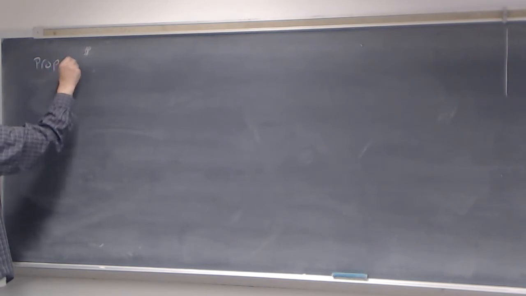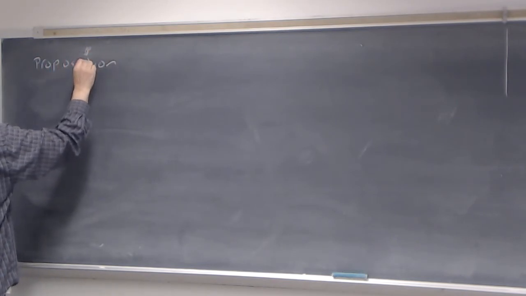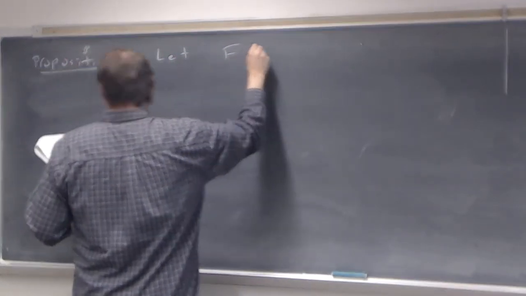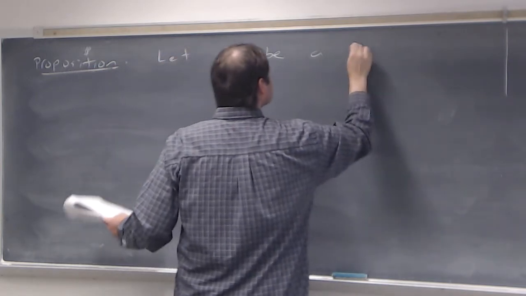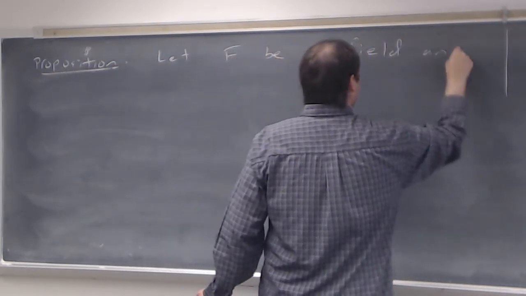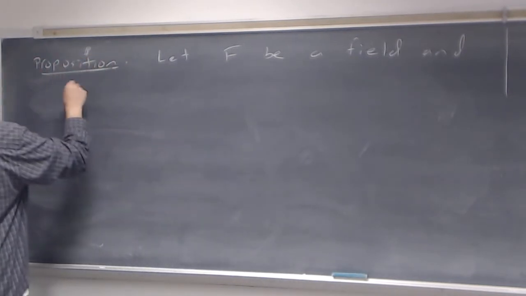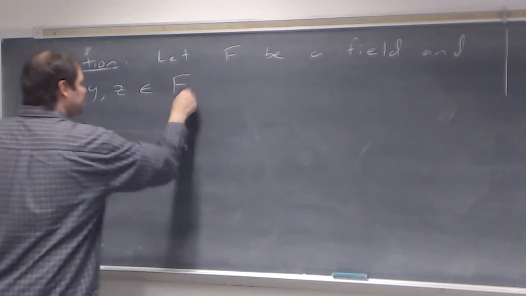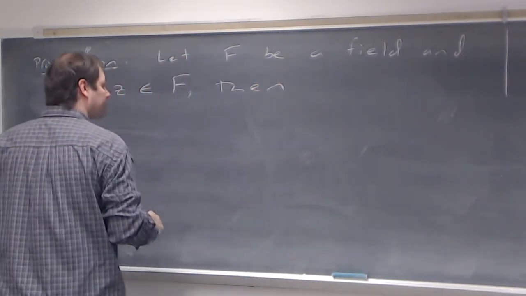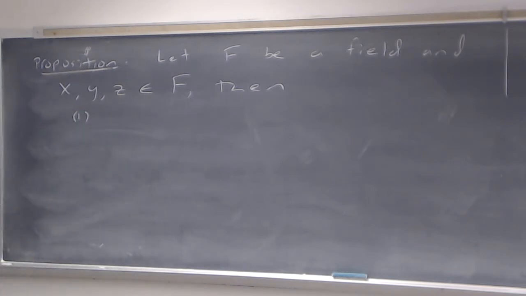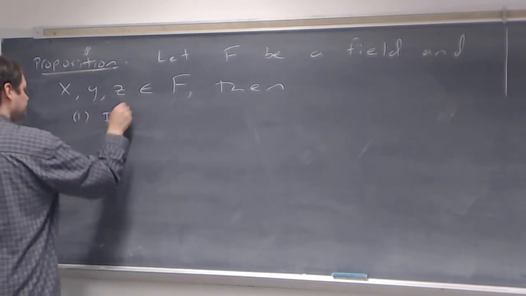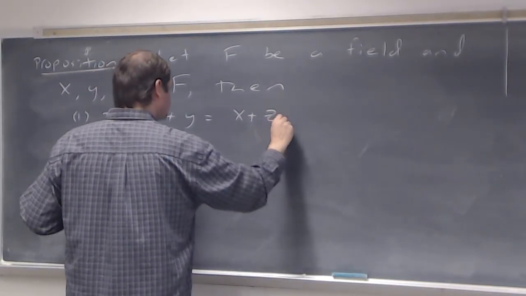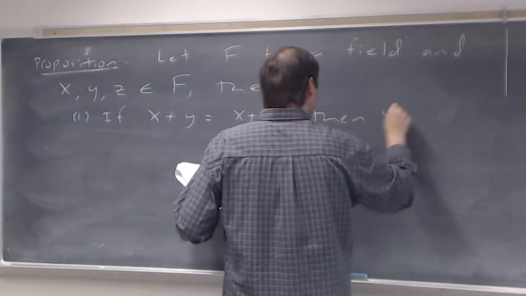So here's a proposition. This is a small mathematical fact. That's what this word's used for. It says, let F be a field, and X, Y, and Z be elements of F. Then, really, this proposition will have three things. The first claim that we're going to have is if X plus Y is equal to X plus Z, then Y equals Z.